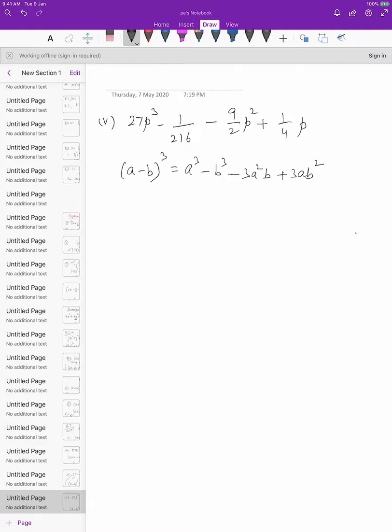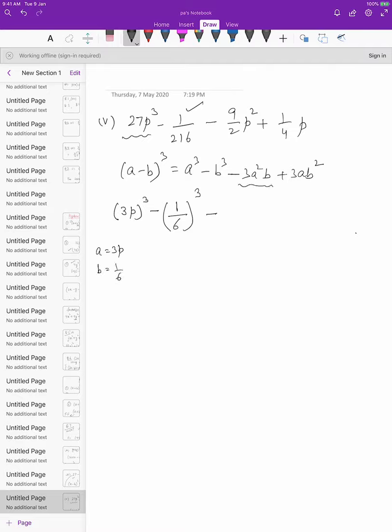Now, what is a and b? First we have to choose that. So look for the 2 cubic terms. 27p cube, 27 is the cube of 3, so I will write (3p) whole cube. Minus, now look at 1 upon 216. 1 is the cube of 1 only and 216 is the cube of 6, so I can write it as (1 by 6) whole cube. So at least now I know what is my a and b. A is 3p and b is 1 by 6.